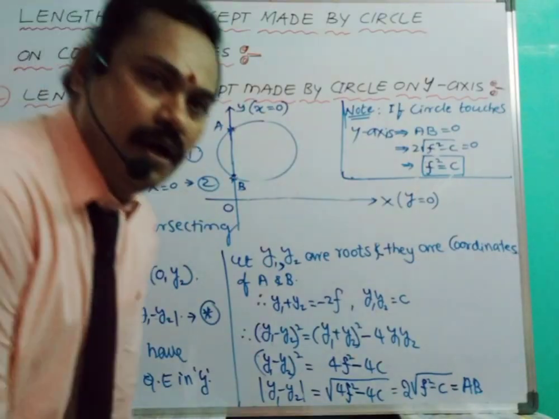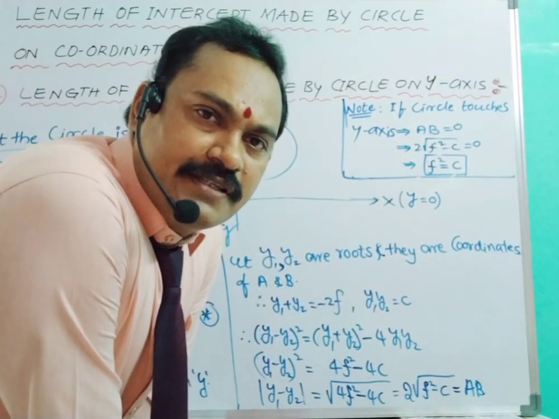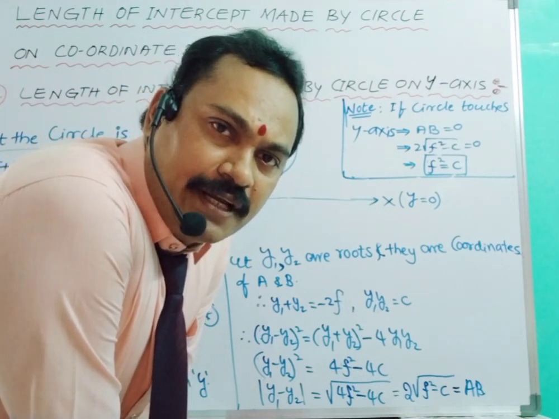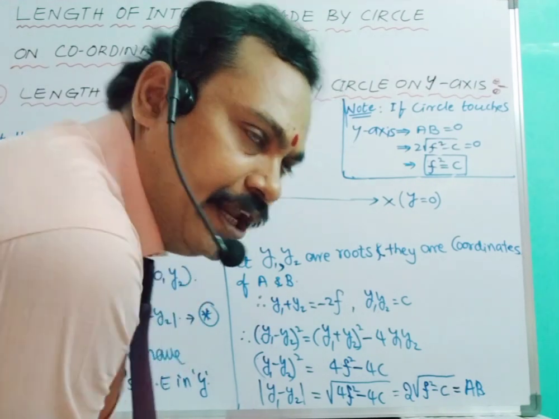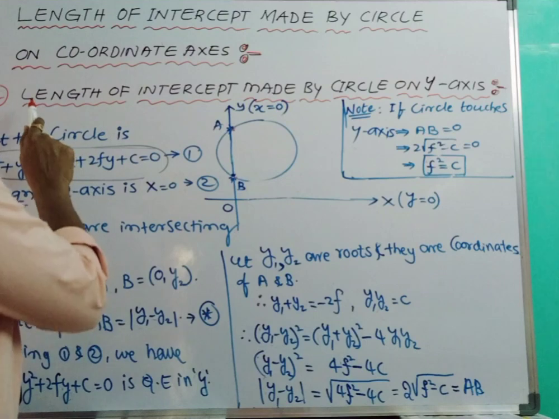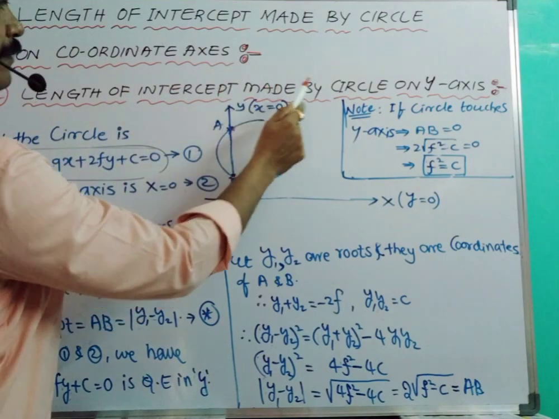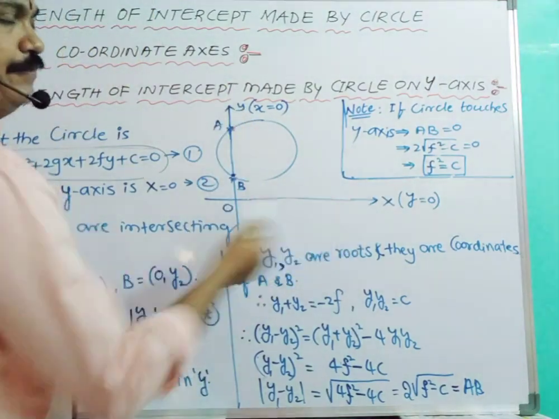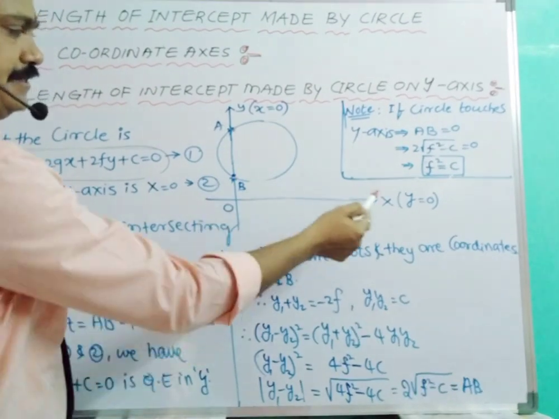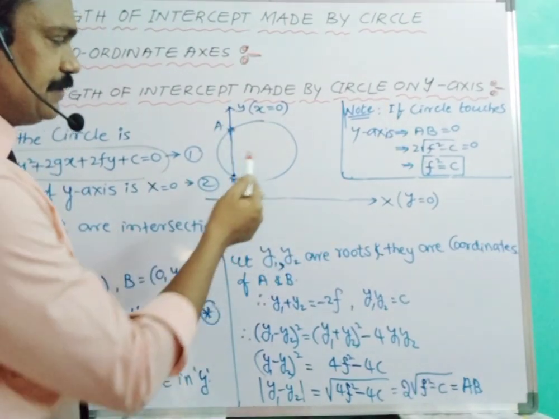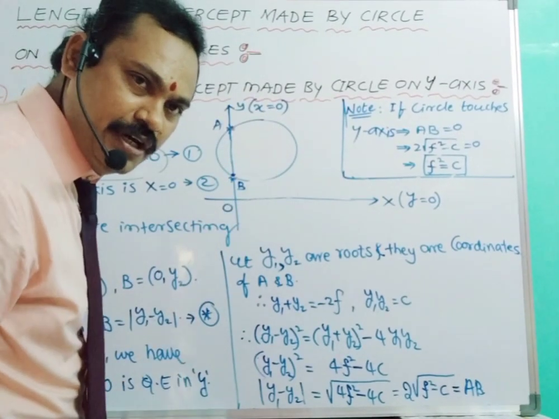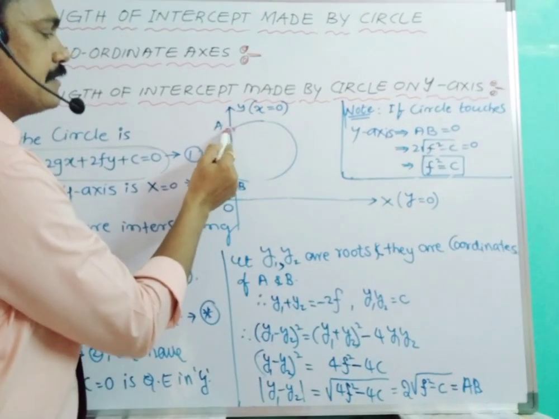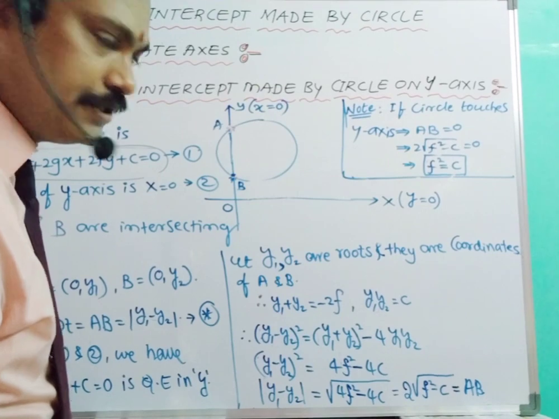Okay, my dear students, now I am going to discuss our second concept, that is the length of the intercept made by the circle on the y-axis. Let me explain now. Observe carefully. Length of intercept made by circle on y-axis. Now I am going to consider a diagram. First, a coordinate axis, x-axis and y-axis. Now the intercept made by the circle on y-axis: I have taken a circle which is cutting y-axis at A point and at B point, right?